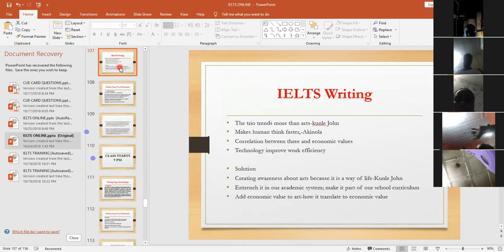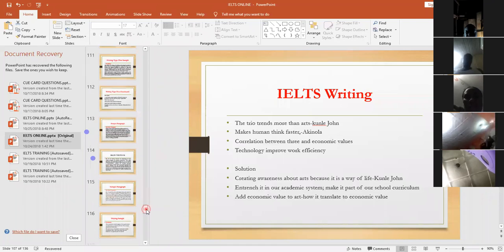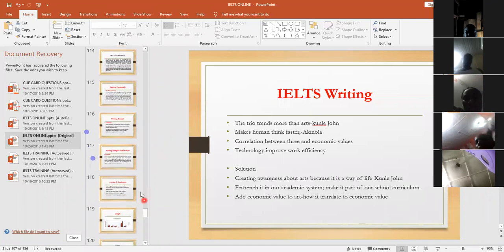Or, sorry, instead of working with that, let me go to the solution. Let me draft a paragraph about the solution. How can we make art as popular as science, business, and technology? Because we've already discussed one of the reasons why art is less popular.